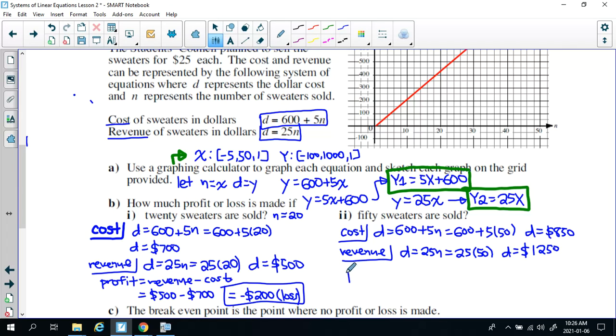Okay, then your profit would just be the revenue minus the cost. So that would be equal to 1250 minus 850. So in this case, we're actually making money. You'd make $400. So it would be a profit, not a loss in this situation.